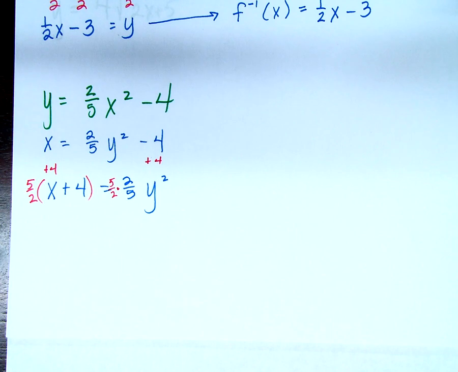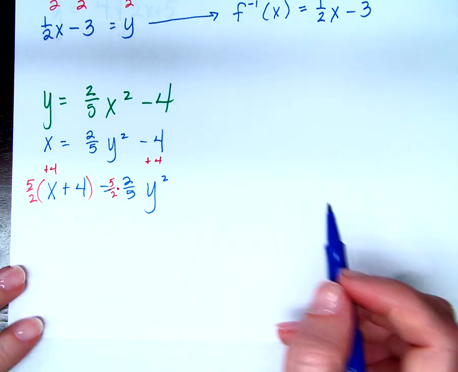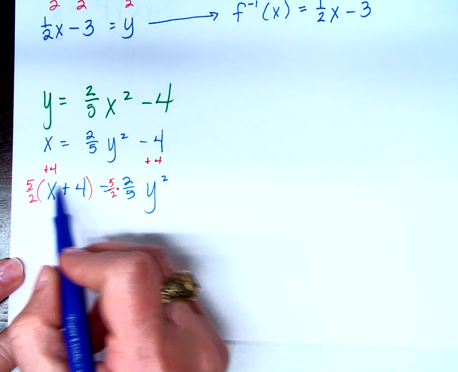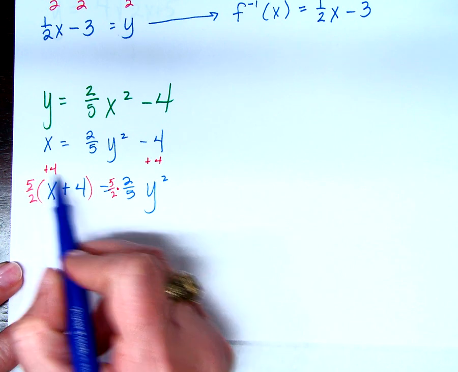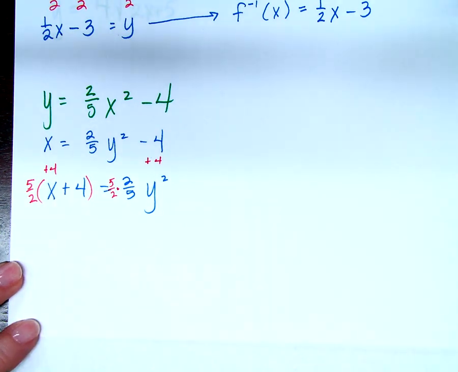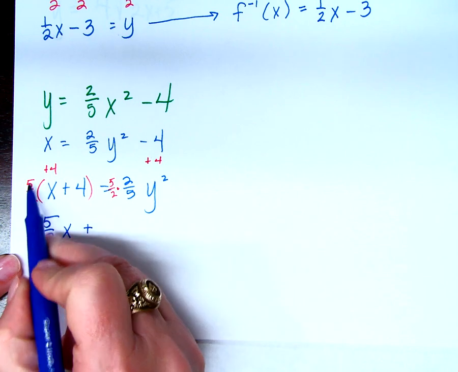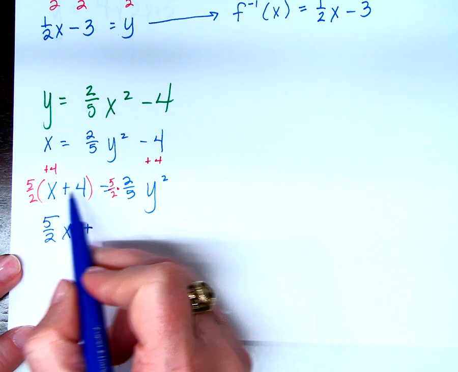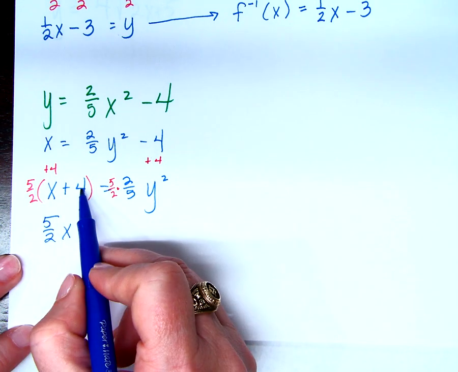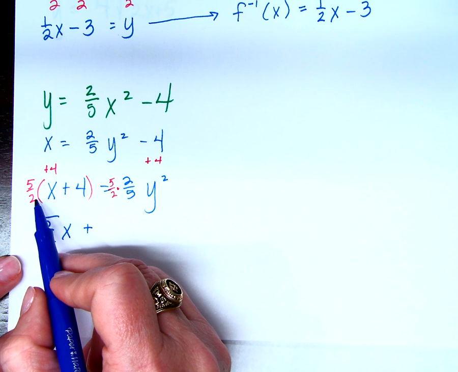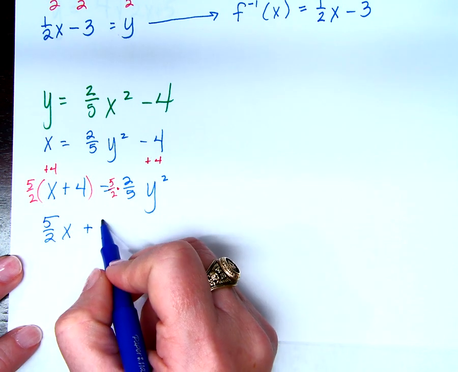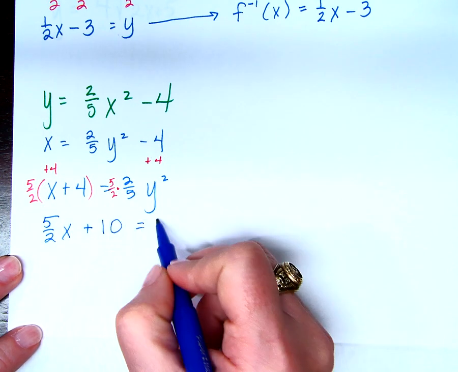Okay. So here I have 5/2 times this whole side, so I'm really distributing that 5/2 to each term on that side, right? So I have 5/2 x. Well, it's 5/2 times 4. I would do 5 times 4 is 20, and then divide by 2. So 10, equals y squared.